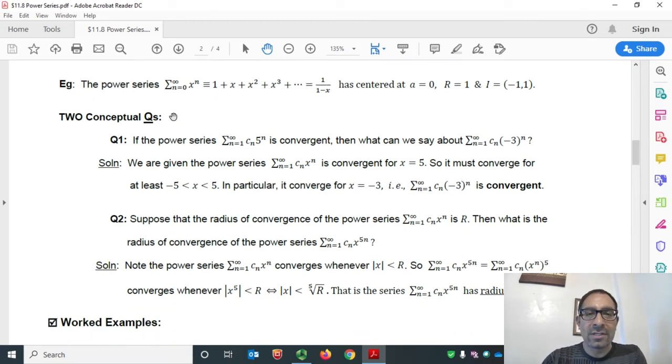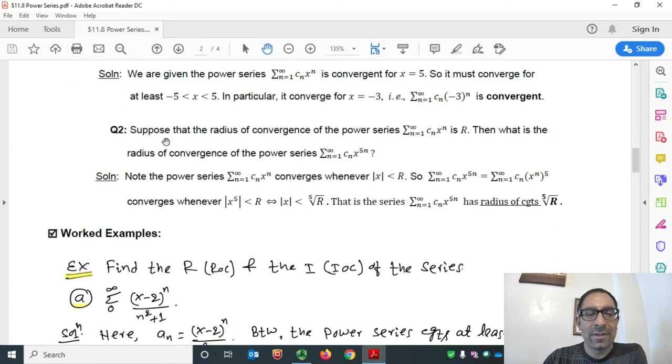Two conceptual questions, let's ask here and answer as well. Question 1. If the power series summation c_n 5^n is convergent, then what can we say about the series summation c_n times (-3)^n? This is a quick solution. We are given the power series summation c_n x^n is convergent for x equals 5. So it must converge for at least x between negative 5 and 5. So in particular, it converges for x equals negative 3. So the series summation c_n times (-3)^n is convergent.